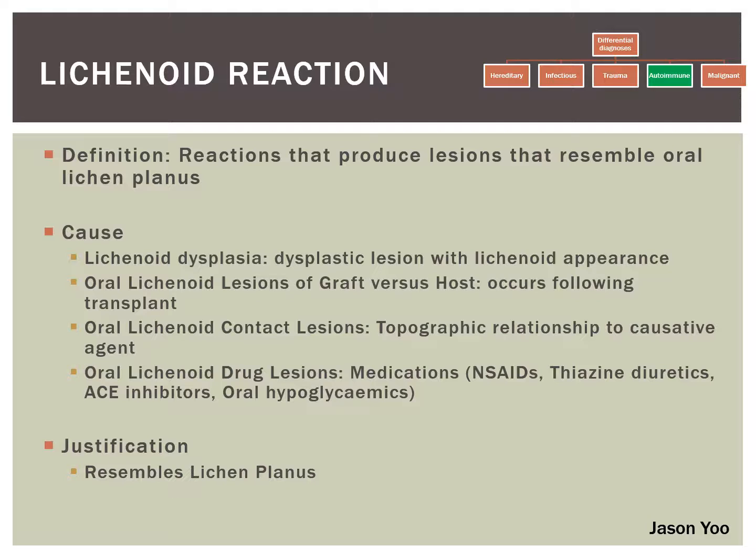In this case, the presence of several amalgam restorations may be a potential causative agent for contact lesions. The only way to confirm this is to place a barrier around the suspected amalgam restoration, wait for the lesion to heal, then remove the barrier and see the lesion return. To exclude drug lesions, we must take a thorough history of the patient's medications, including NSAIDs, thiazide diuretics, penicillamine, ACE inhibitors, and oral hypoglycemic agents.